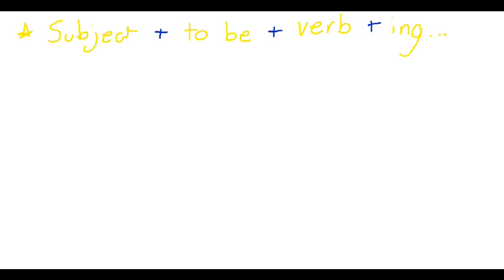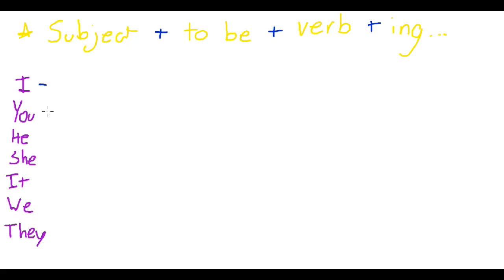So what are the subjects in English? Or maybe the personal pronouns is another way to state them. Correct? So we have I, we have you, he, she, it, we, and they, correct? I, you, he, she, it, we, they. So those are the subjects.